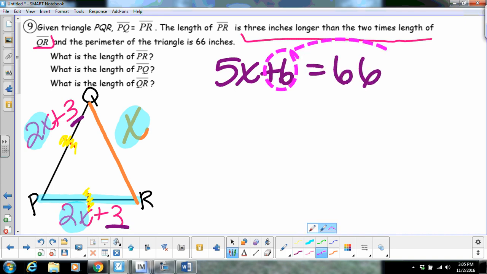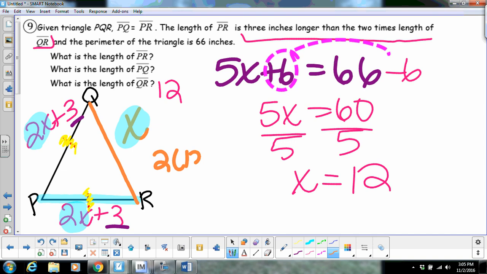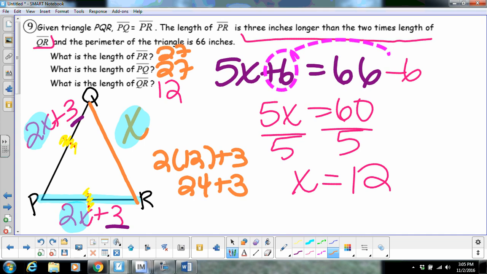And now we're back into a two-step equation. So X was 12. Okay, 12 is X, that is QR. Okay, to find the other two, we just have to say 2 times 12 plus 3. So that makes these both 27.